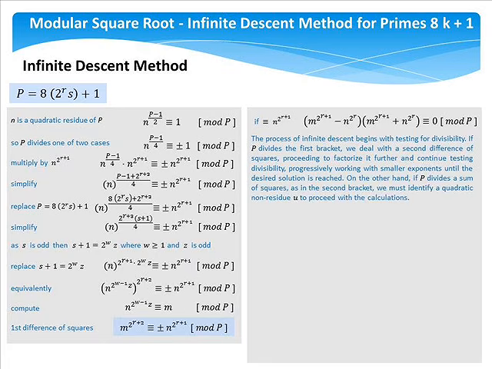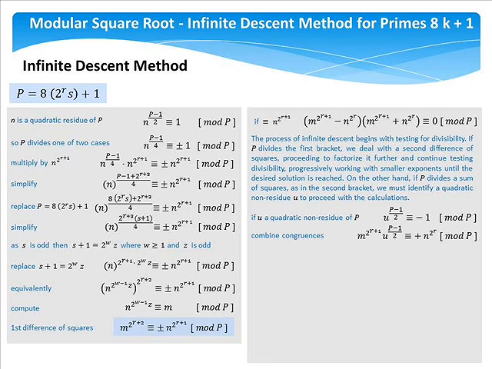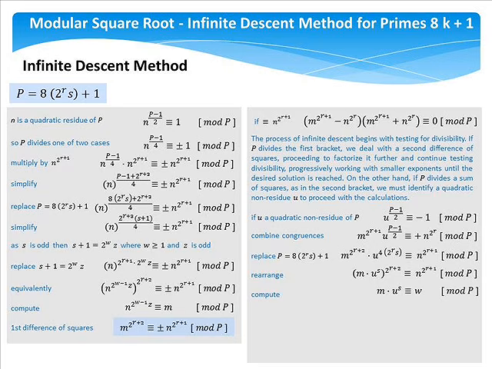On the other hand, if p divides a sum of squares, as in the second bracket, we must identify a quadratic non-residue u to proceed with the calculations. So we find a quadratic non-residue u and combine the congruences, so as to change the sign on the right side of the congruence, thus converting the sum of squares into a difference of squares. Next, we replace p as a times 2 raised to r times s plus 1, and rearrange the terms in the exponents to form a perfect square on the left-hand side. Finally, we compute the congruence, thus reaching a clear second difference of squares.